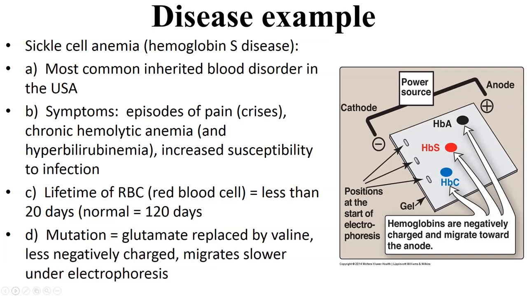But sickle cell is actually common. For a genetic disease, it's actually common. Okay, and in the United States, it's actually the most common inherited blood disorder. Worldwide, there are some that are actually even more common. Thalassemia is more common. We'll talk about thalassemias later on.